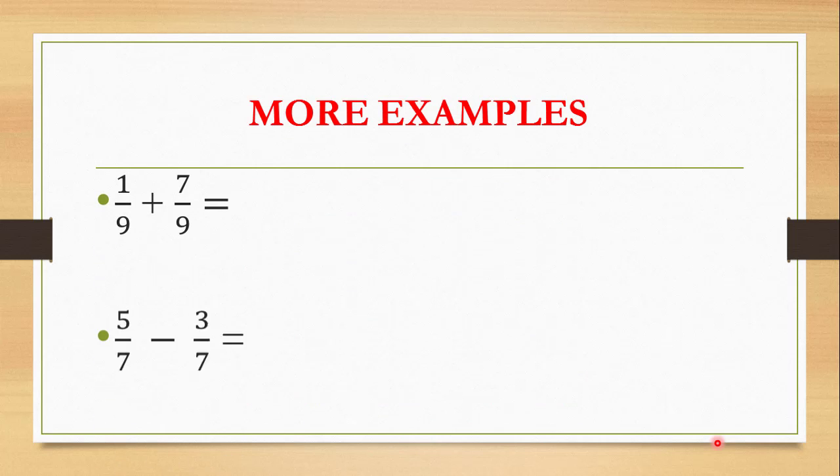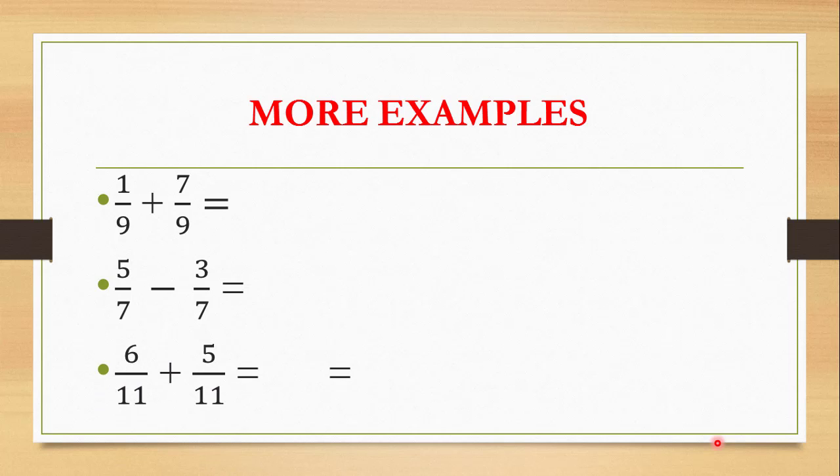Let's take more examples. The first one here, 1 over 9 plus 7 over 9, by the same way, like fractions. So, the same denominator, which is 9, and 1 plus 7 is 8. So, 8 over 9. 5 over 7 minus 3 over 7, the same denominator, which is 7. 5 minus 3 is 2. So, 2 over 7. 6 over 11 plus 5 over 11 is 11 over 11, which is 1.